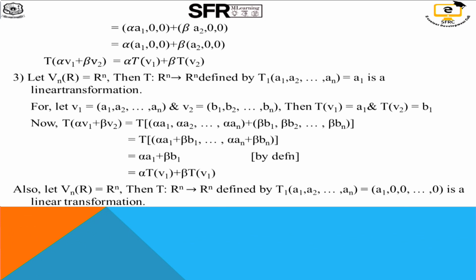Then apply the theorem. Take the left-hand side, T of alpha V1 plus beta V2. Adding the 2 elements, corresponding coordinates are added, and the image becomes alpha a1 plus beta b1 by definition, because the other coordinates do not appear in the image. Then it can be written as alpha T of V1 plus beta T of V2. Therefore, here also the condition is satisfied. The given mapping T from R power n to R power n is a linear transformation. Similarly, if you define a map in the form T of a1, a2, etc., an equal to a1, 0, 0, we can also prove that it is a linear transformation.